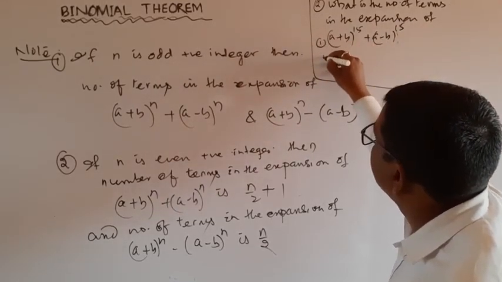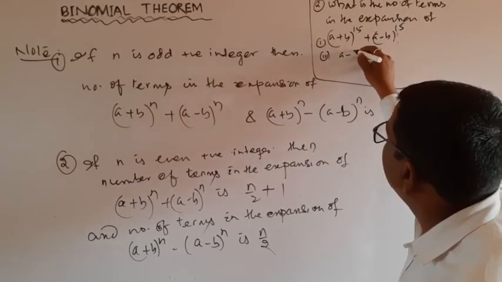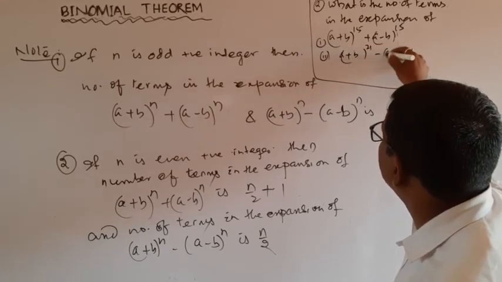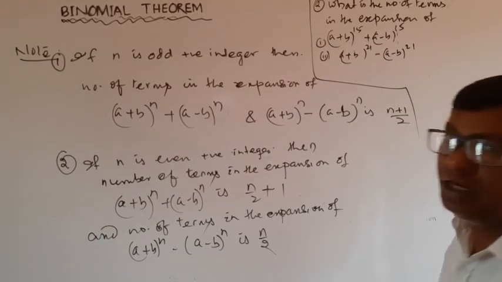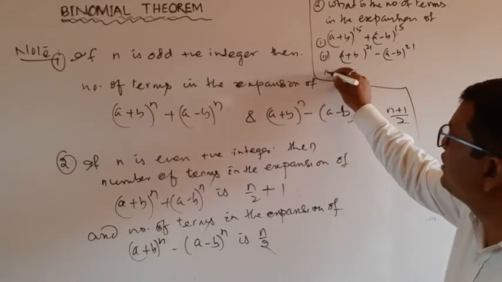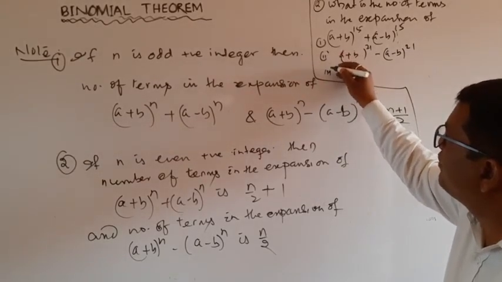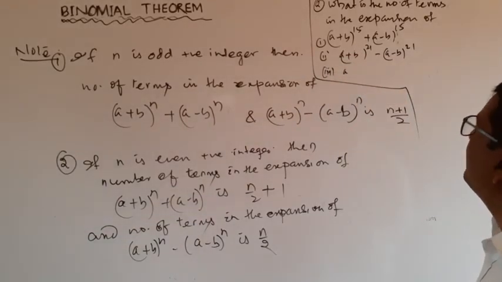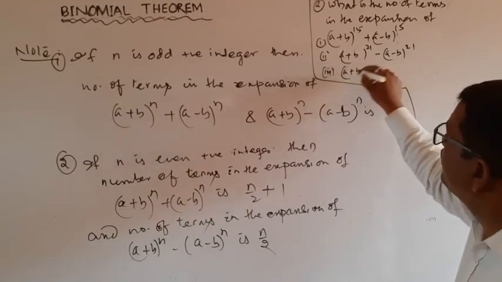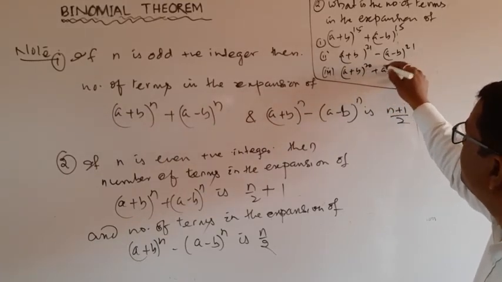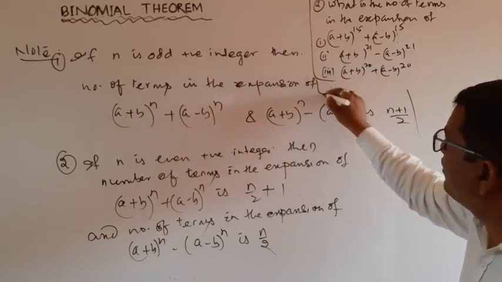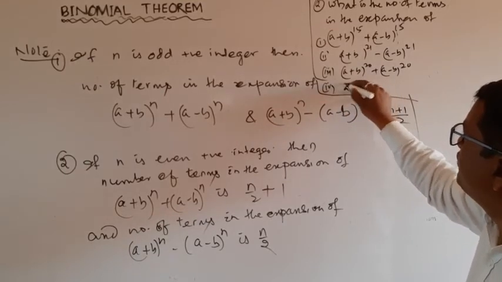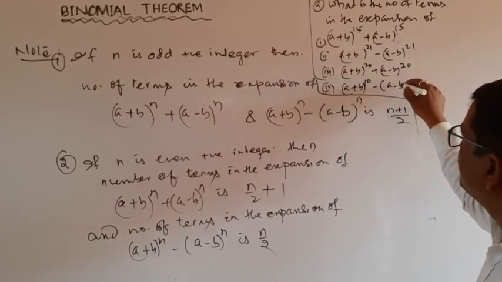First bit. Second bit, (a plus b) whole to the power 21 minus (a minus b) whole to the 21. And third bit, that is (a plus b) to the power 20 plus (a minus b) to the 20. And fourth bit is what? (a plus b) to the 10 minus (a minus b) to the 10.